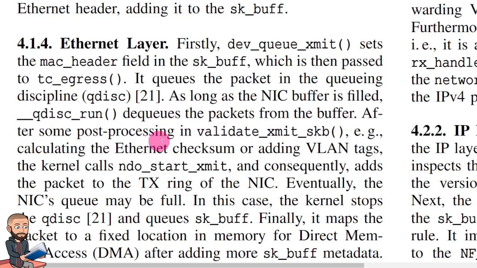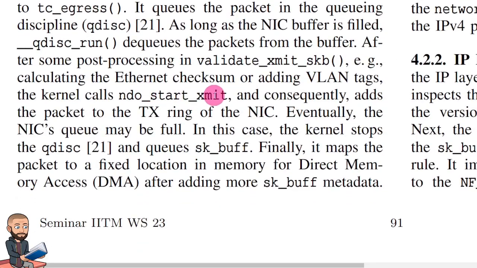After some post-processing in validate_xmit_skb, for example calculating the Ethernet checksum or adding VLAN tags, the kernel calls ndo_start_xmit and consequently adds the packet to the transmit ring of the NIC. Eventually, the NIC's queue may be full. In this case, the kernel stops the QDisc and queues the skbuf. Finally, it maps the packet to a fixed location in memory for direct memory access after adding more skbuf metadata.